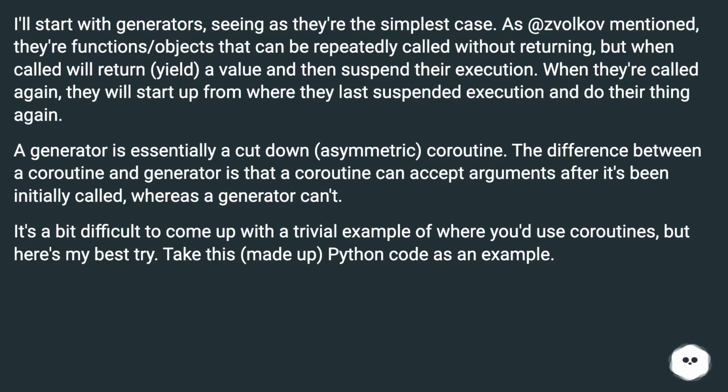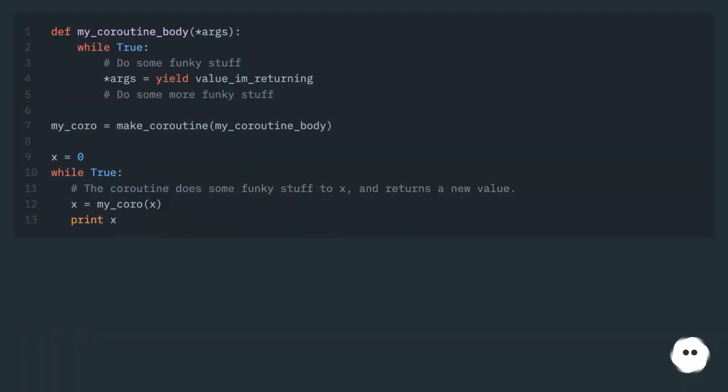The difference between a coroutine and a generator is that a coroutine can accept arguments after it's been initially called, whereas a generator can't. It's a bit difficult to come up with a trivial example of where you'd use coroutines, but here's my best try. Take this made-up Python code as an example.